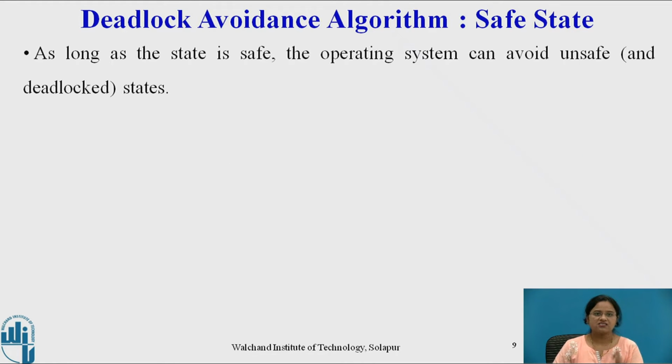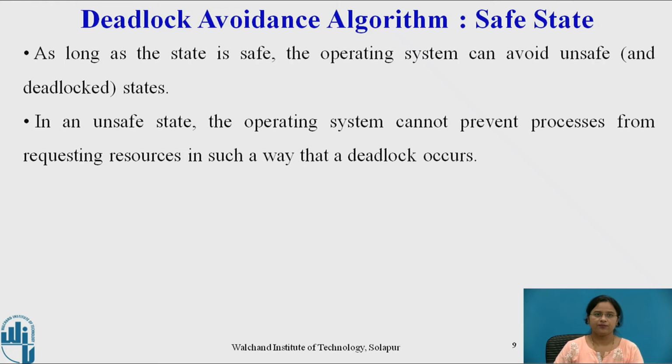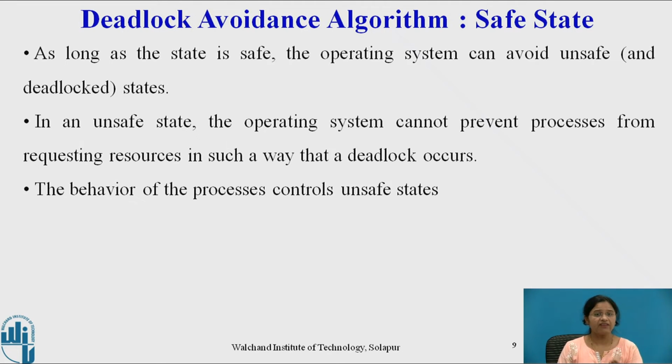So as long as the state is safe, the operating system can avoid unsafe states, and all deadlock can be avoided. In an unsafe state, the operating system cannot prevent processes from requesting resources in such a way that a deadlock will occur. So unsafe state means deadlock may occur in the system. So the behavior of processes controls the unsafe states.